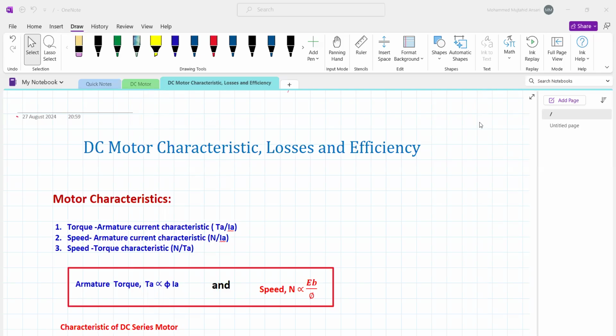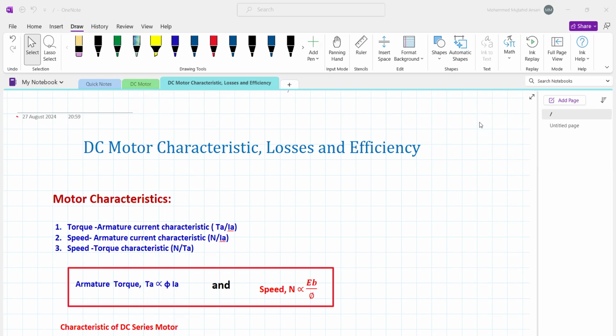Okay, welcome to electrical machine lecture. Today we are going to discuss DC motor characteristic, losses and efficiency. So the first part is the DC motor characteristic.